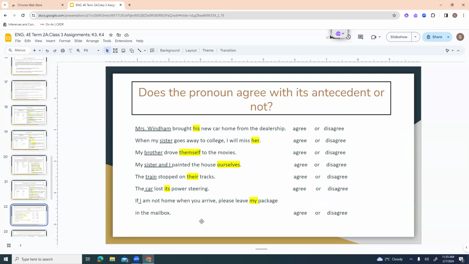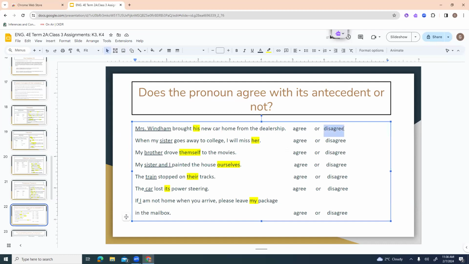Okay. Does the pronoun agree with its antecedent or not? Remember, the antecedent is going to be the noun or pronoun that comes earlier in the sentence. So, Mrs. Wyndham brought his new car home from the dealership. Does that agree or does that disagree? Well, Mrs. Wyndham is a girl and his is intended as a boy. So I would have to say at this point, it's a disagree. It doesn't work. I'm just going to underline it here.